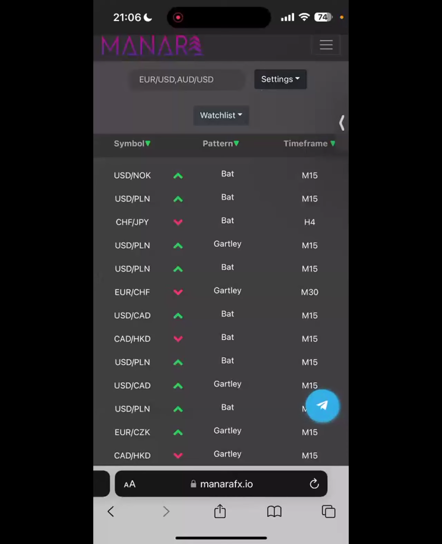Now we're going to move to how to copy and paste. So please go download your MetaTrader 5.